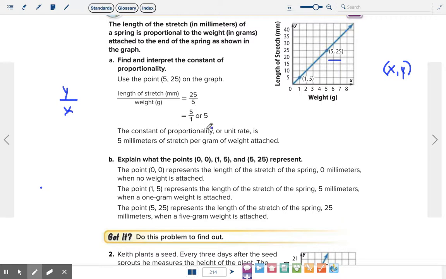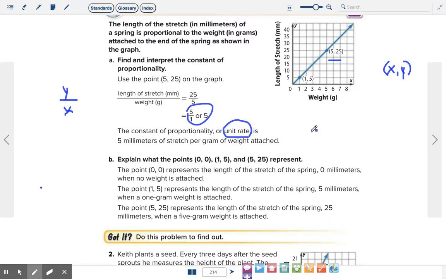That simplifies to 5 over 1, or just 5. So does my other one, 5 over 1. So our constant, or in this case unit rate, what's being repeated over and over, it's just another word for it, is 5 millimeters of stretch per gram of weight.